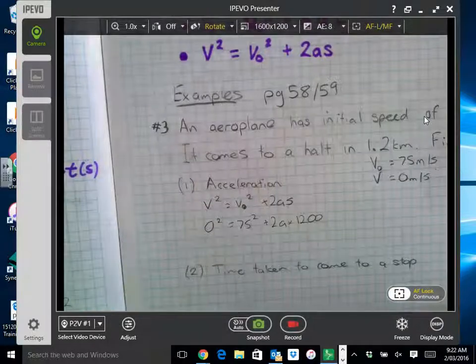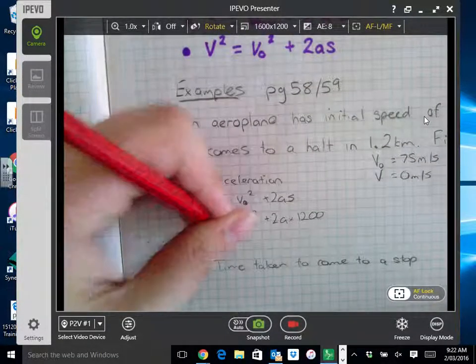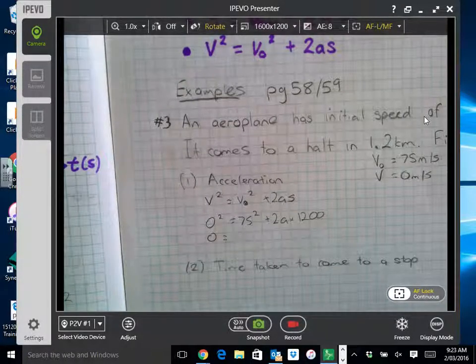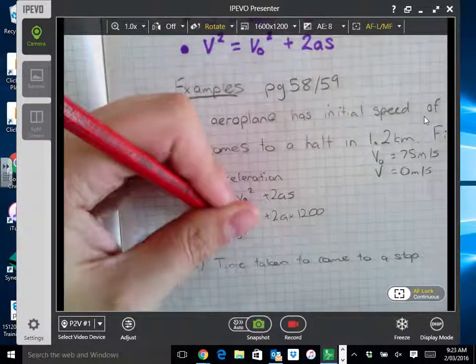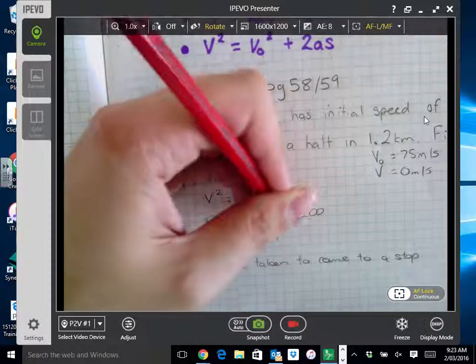Okay, let's just simplify that before we move on. So we got 0 squared is 0 equals 75 squared. Someone want to do that? 75 squared. 5,625. Thank you. Okay, then plus 2 times 1,200 is 2,400.